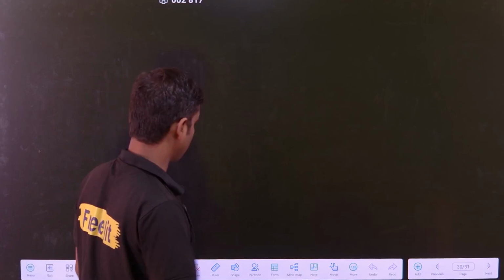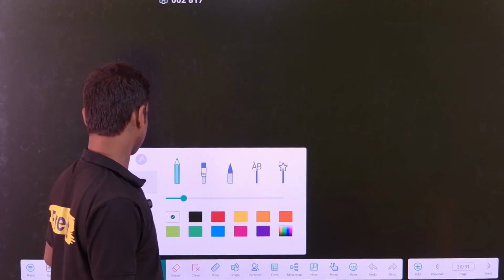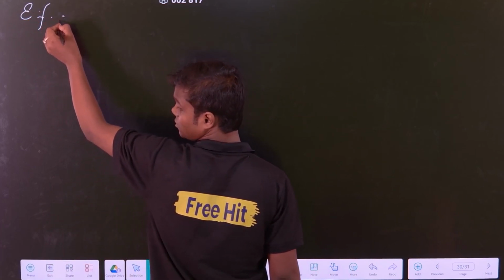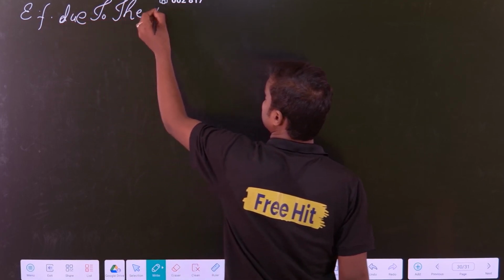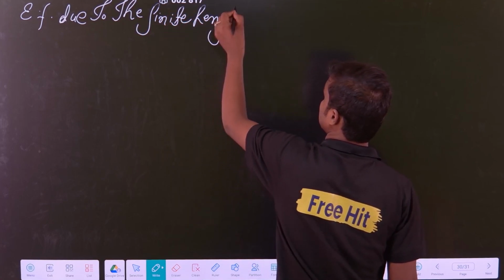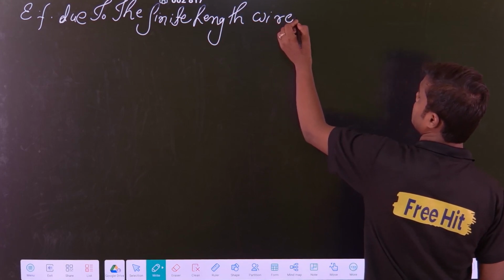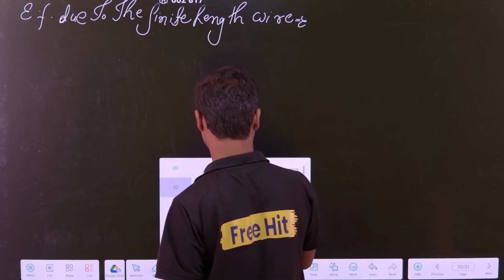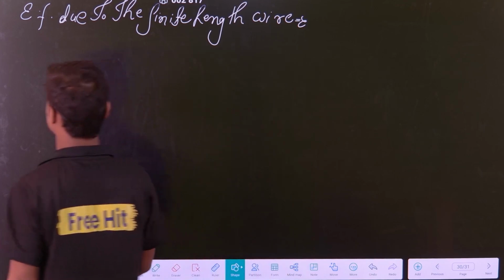Okay, so now we are going to start with the electric field calculation for different geometries. Our first calculation is electric field due to a finite length wire. You have to remember the formulas as well as the derivation, that is very important, by the way. You have to remember both things.